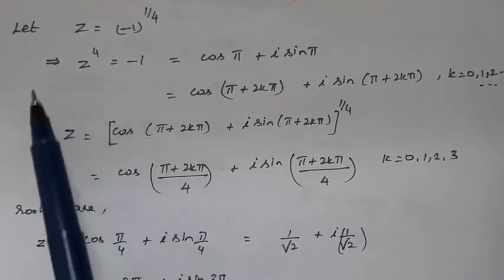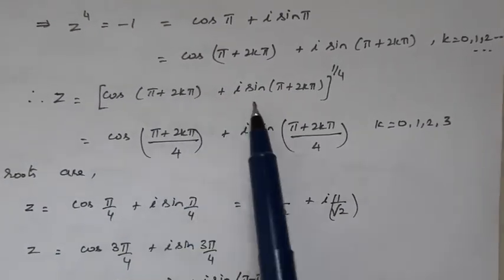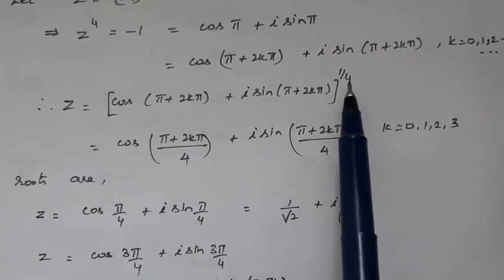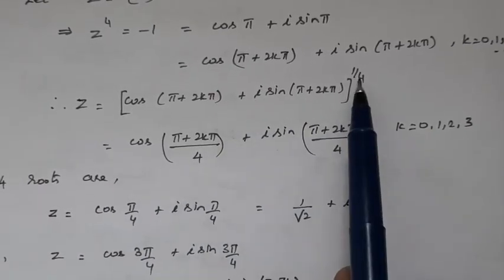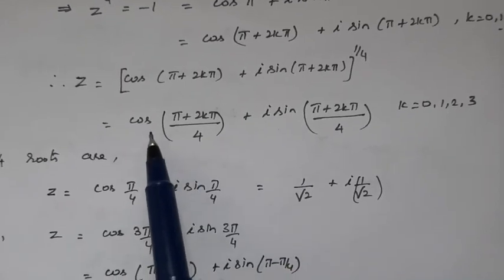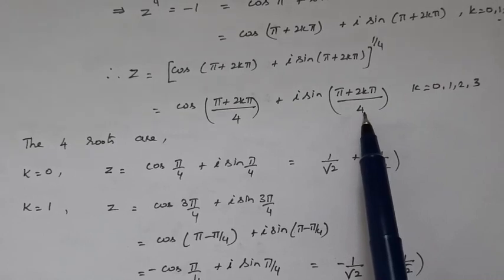So to get z, we have to take the 4th root on both sides. So z is equal to cos of pi plus 2k pi plus i sin of pi plus 2k pi, the whole power 1 by 4. And then applying De Moivre's theorem, that means 1 by 4 is multiplied with the argument. We have cos of pi plus 2k pi by 4 plus i sin of pi plus 2k pi divided by 4.